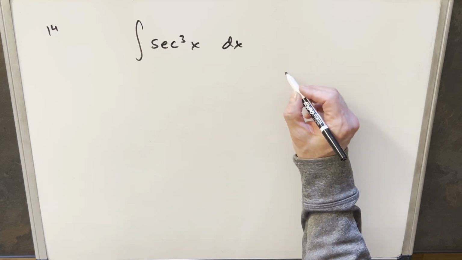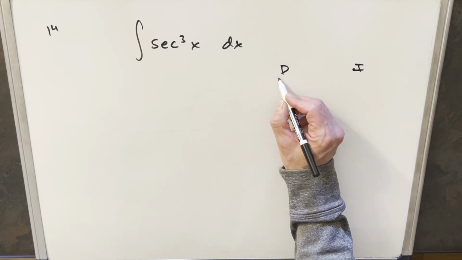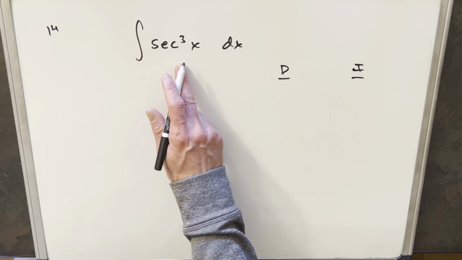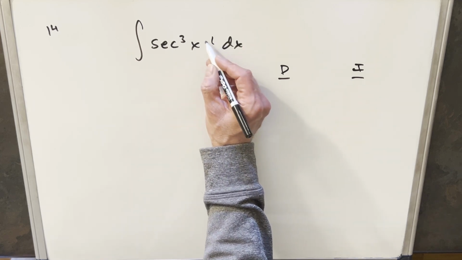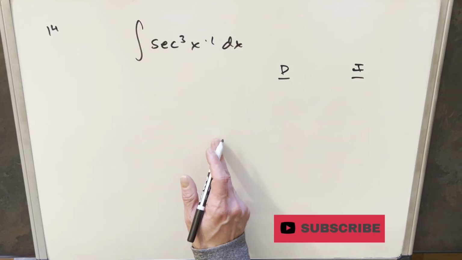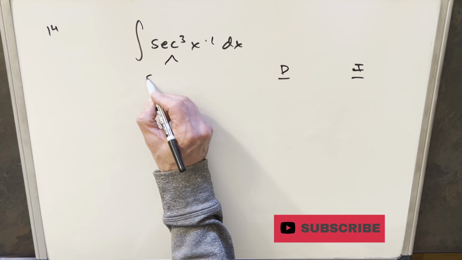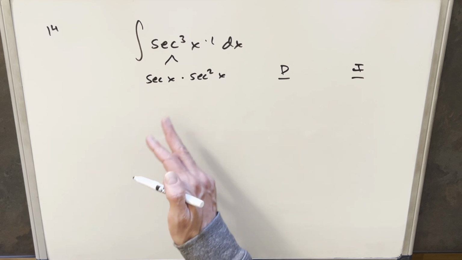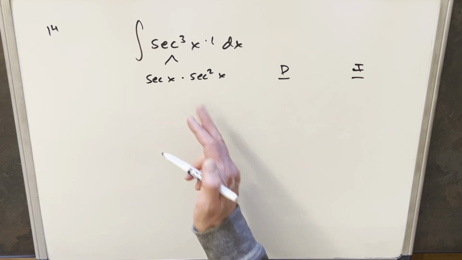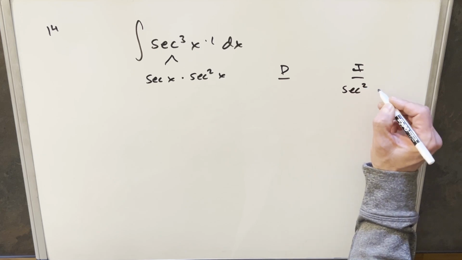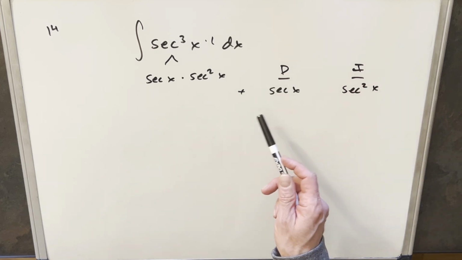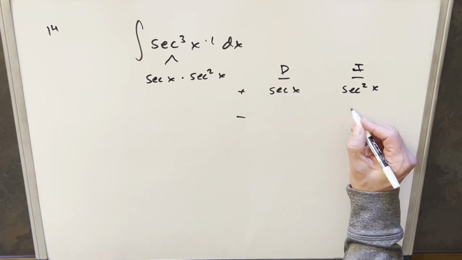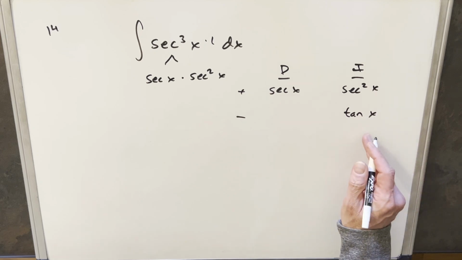For the DI method, or tabular integration, we'll set up two columns, one to differentiate, one to integrate. Now we just have one function, so I want to split this. We could create a 1, but that's not going to help us too much here. So secant cubed, I can split as secant x times secant squared x. I want to pick which to differentiate and which to integrate. Secant squared x is easy to integrate. You could choose the opposite way, but this works out nicely. So if we integrate secant squared x, we get tangent x.